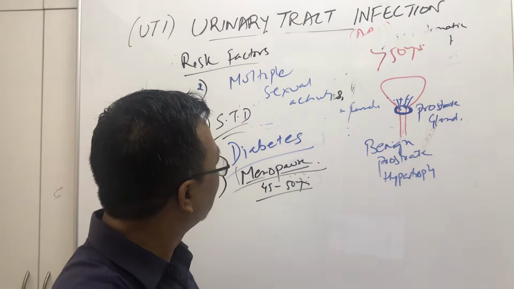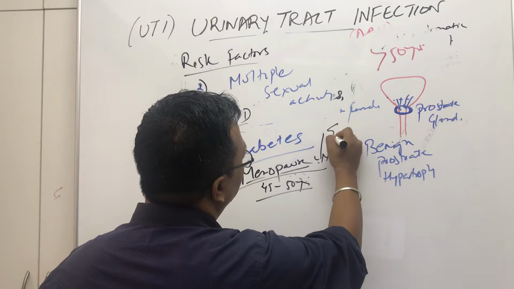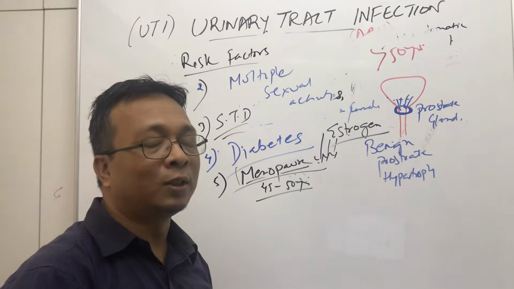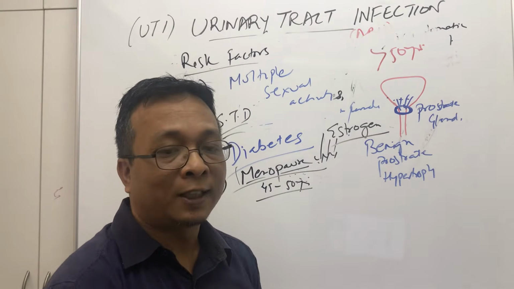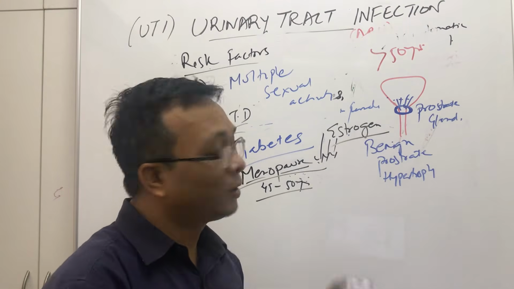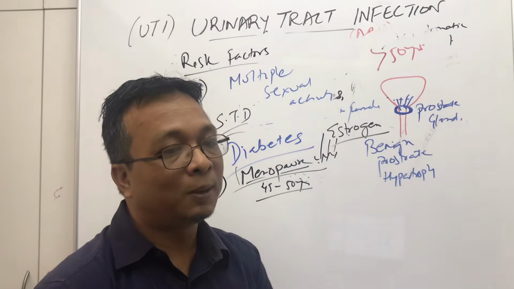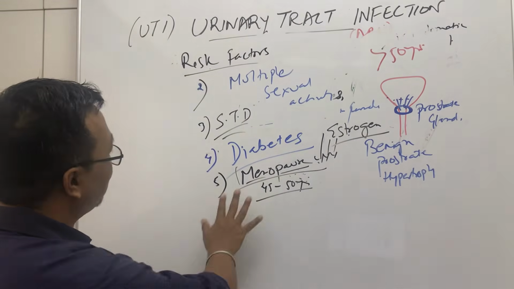So what happens in menopause? There is a down level of estrogen hormone. Whenever the estrogen hormone goes down, the female vaginal tract, the genitourinary tract, becomes very affected. It becomes dry because estrogen is protective. So when the estrogen level goes down, there is a chance of developing UTI in postmenopausal women. That is number 5.